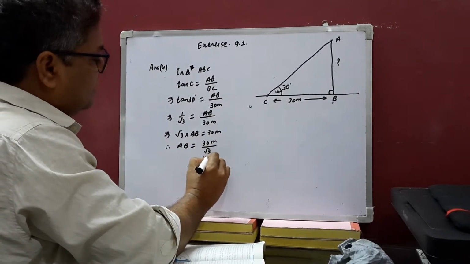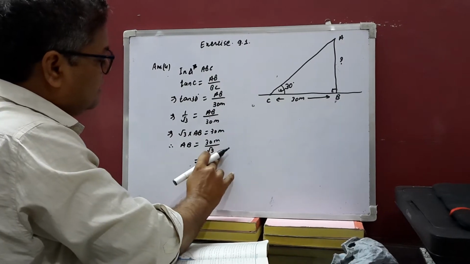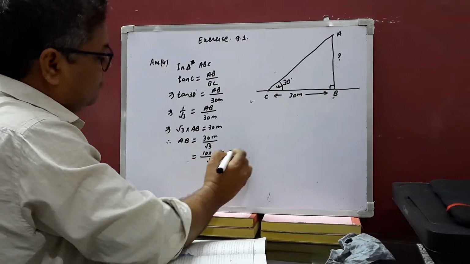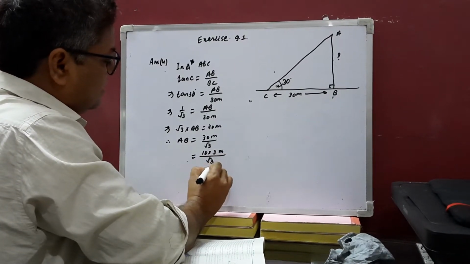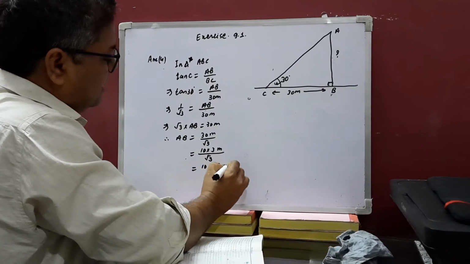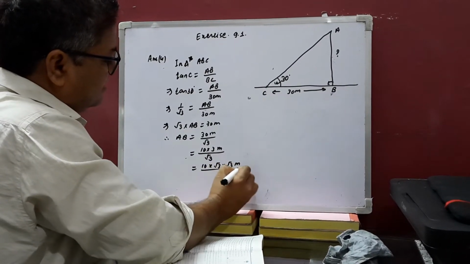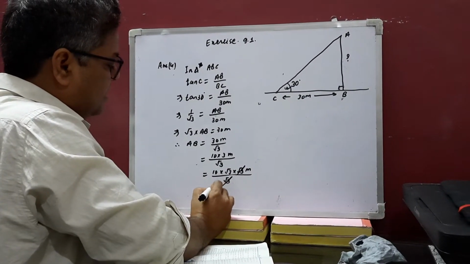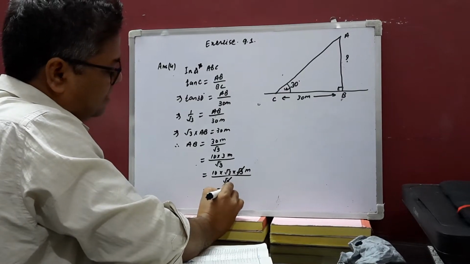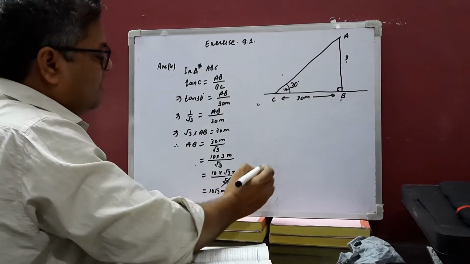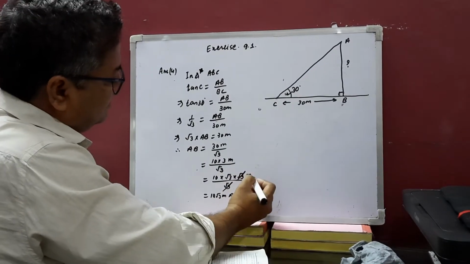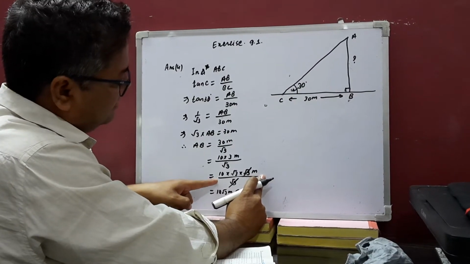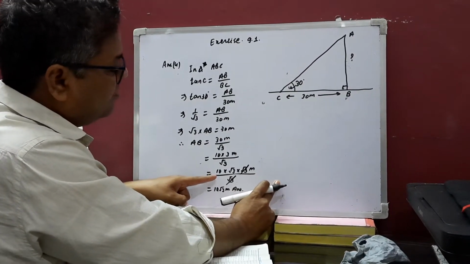Okay, you can also write it like this: 10 into 3 meter, I am describing it carefully, clearly, sorry, 10 into 3 by root 3, and this will be 10 root 3 meter. Okay. I will not discuss this type of simplification everywhere, I am only describing this simplification here for your clarity.